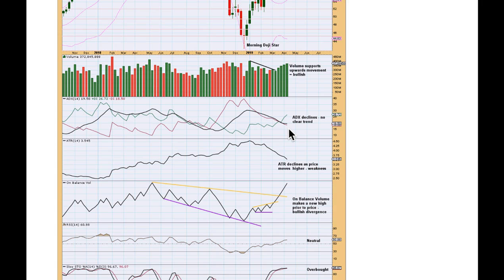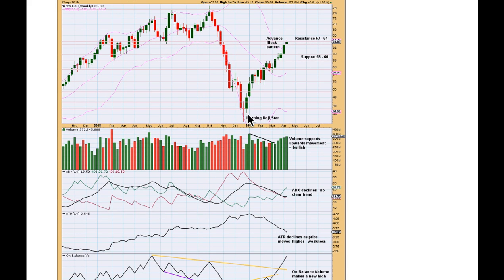ADX is still declining at the weekly chart level. There is no clear trend yet at this time frame. ATR was increasing with this prior downward movement, and now it's declining with this upward movement. This downward movement had strength. This upward movement has some weakness. It looks like it may be a counter trend movement.